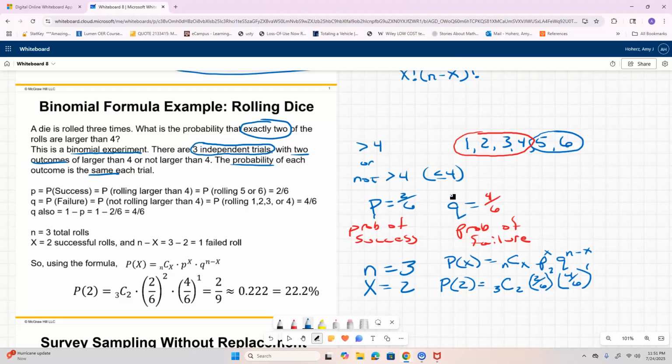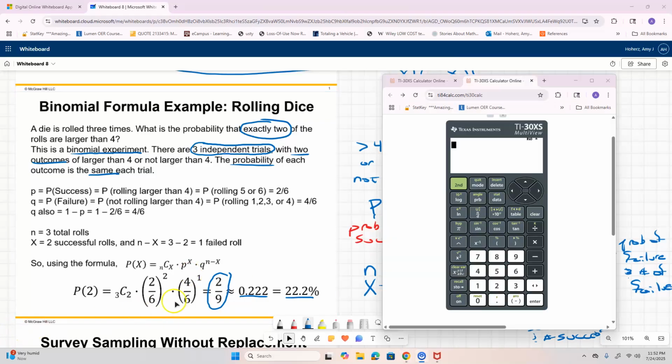Let me kind of add to this. So this is the probability of success and the number of successes. And then when you get over to here, this is the probability of failure and the number of failures. So the probability of a success is 2/6, and we want 2 of them. And the probability of failure is 4/6, and we want 1 of them. Now, if you put that all into the calculator, it comes out to be 2/9 as a fraction. And you can change it to a decimal of approximately 0.222 or 22.2%.